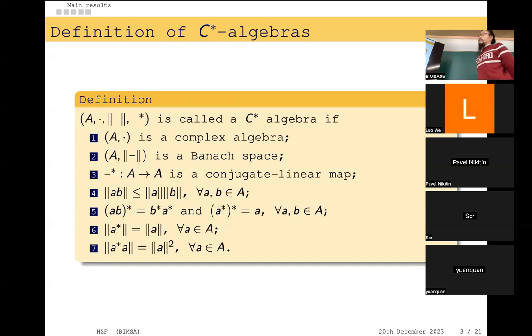So a C-star algebra is a special case of many other notions. For example, conditions 1 and 4 tell us that our C-star algebra is necessarily a special kind of normed algebra, and other conditions give you more information about compatibility between the different operations. Among them, most importantly, is the final one. This is the so-called C-star identity. This gives you a really nice structure compared to other mathematical objects.